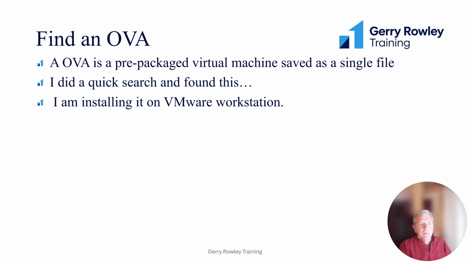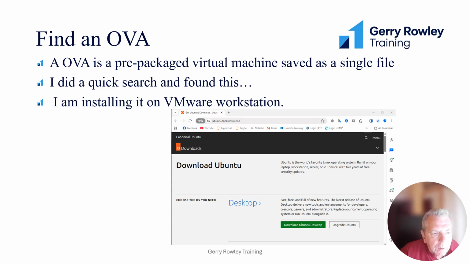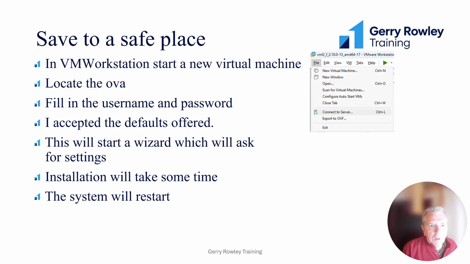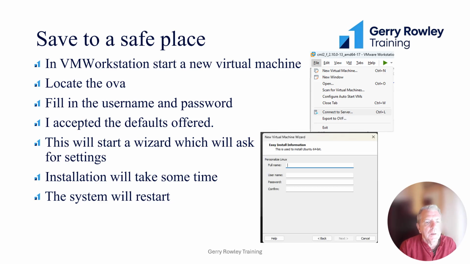Okay, so what I started off doing is I've got VM Workstation installed. What I did was I did a quick search for an Ubuntu OVA, and I found one here on Ubuntu.com. So all you need to do is go to this website and download Ubuntu Desktop for the platform that you're on. So I've downloaded the OVA, I've saved it somewhere safe, I open up VM Workstation. In VM Workstation, I'm going to create a new virtual machine. So I point that at the OVA and then I fill in the details.